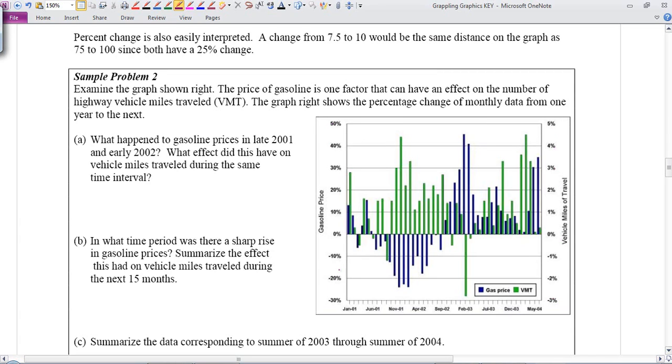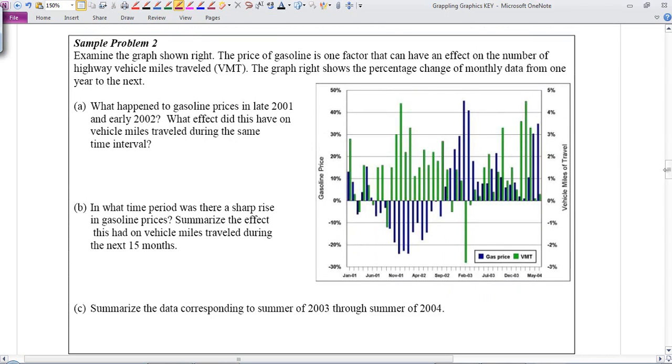So now it's just a matter of us doing some simple interpretations. So pause me, take a moment, read the intro, and try to answer all three of these questions. Don't cheat. Put me on pause. You give it a shot.